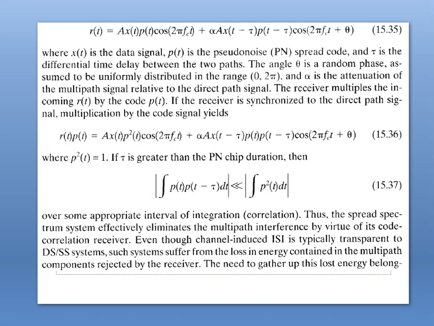The need to gather up this lost energy in the multipath components was the motivation for developing the Rake receiver. The Rake receiver dedicates a separate correlator to each multipath component and coherently adds the energy from each finger by selectively delaying each, so they can all coherently combine using a rake filter on the receiver side.